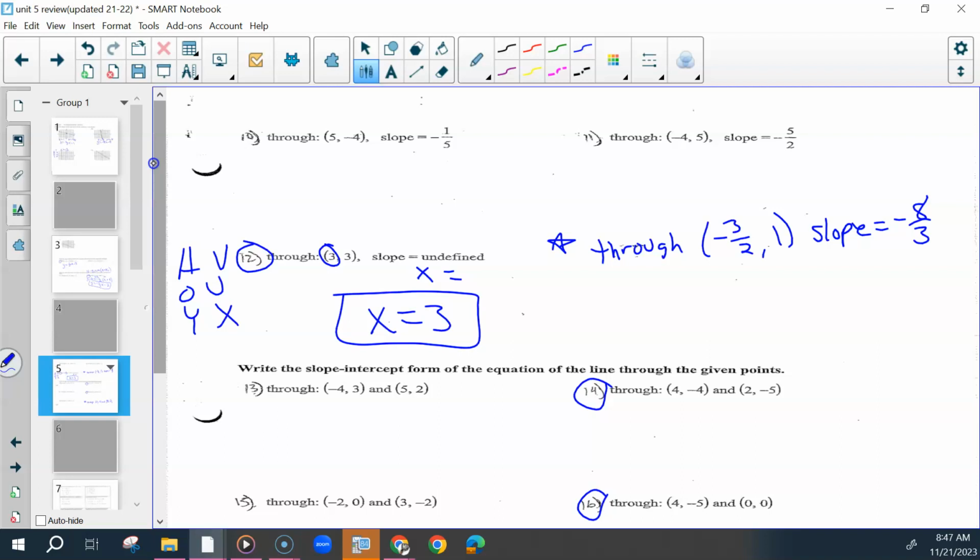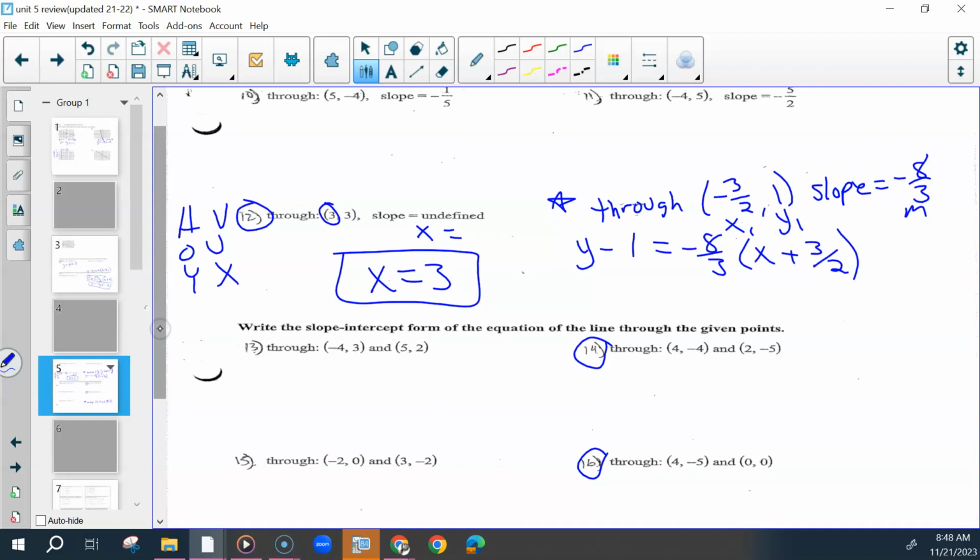For this one, let's go ahead and do our point slope. We have y minus 1 equals -8/3 times x. You can put plus 3/2 or minus, and then would have to change it. When we distribute this, it's not going to be a nice, or it actually might. I may have chosen good numbers. Let's see.